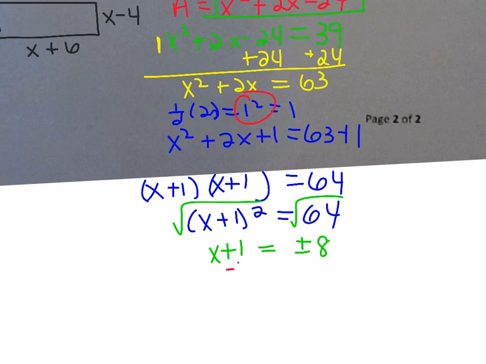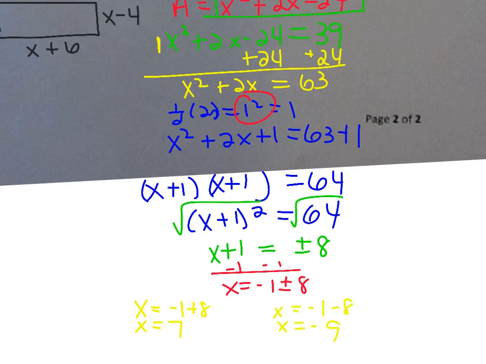Minus 1 over, we get x equals negative 1 plus or minus 8. So now we do want to separate this. So we have x equals negative 1 plus 8, so x equals 7 here. x equals negative 1 minus 8, which is negative 9. Now, you don't want to reject that negative, even though we're talking about length, because when I plug it in, I might actually get a positive length. So you actually have to check both.